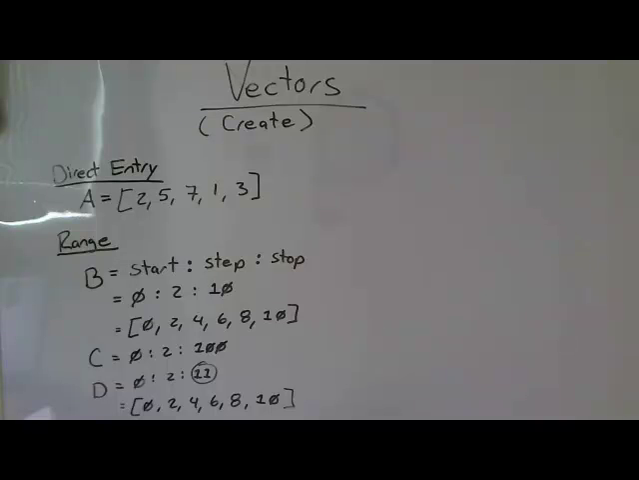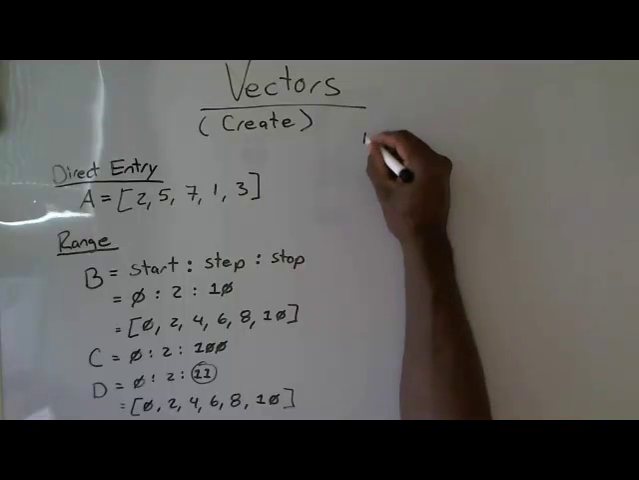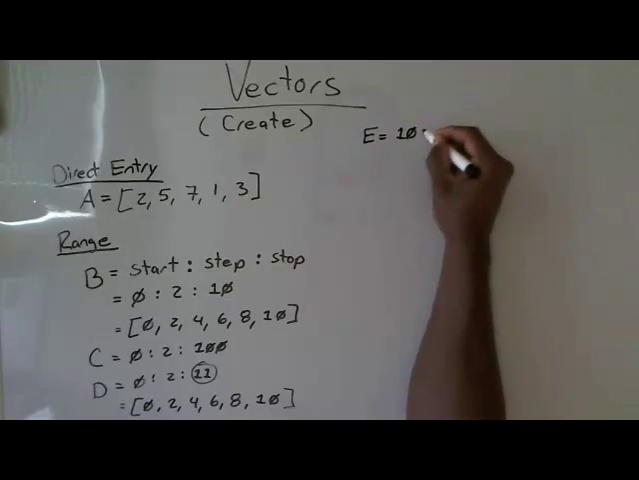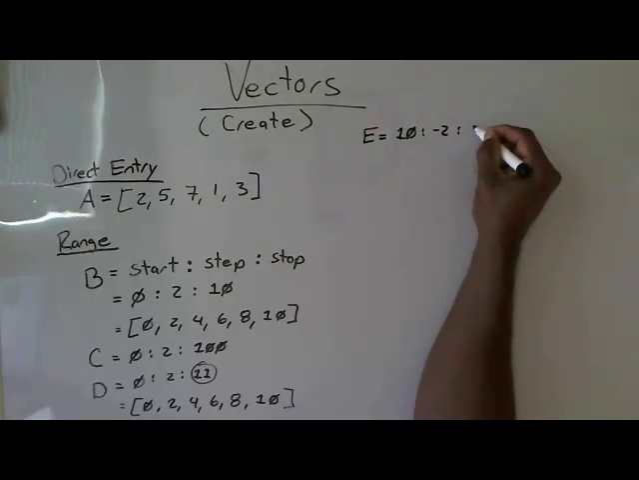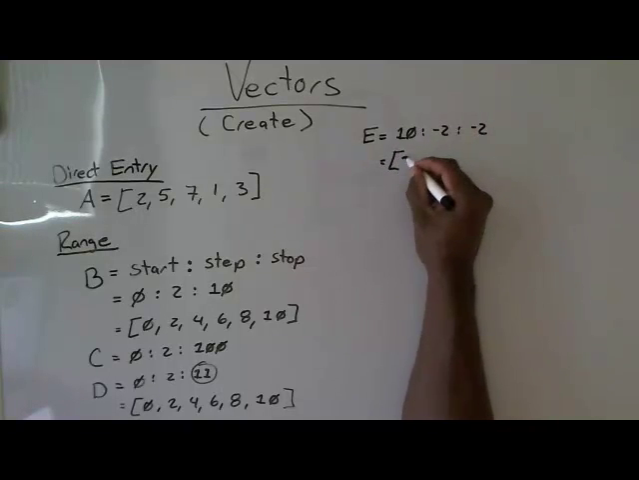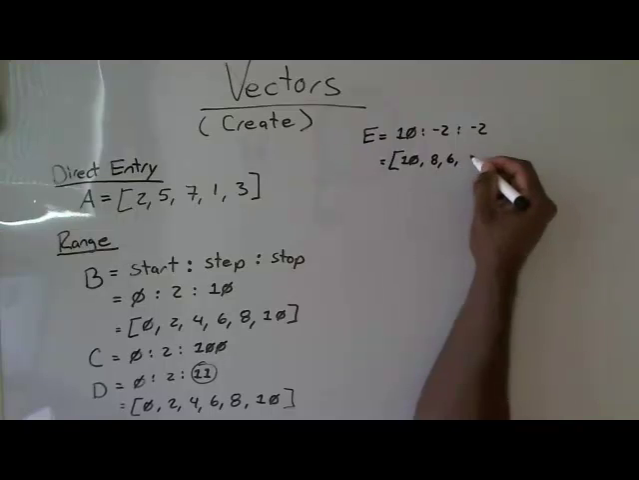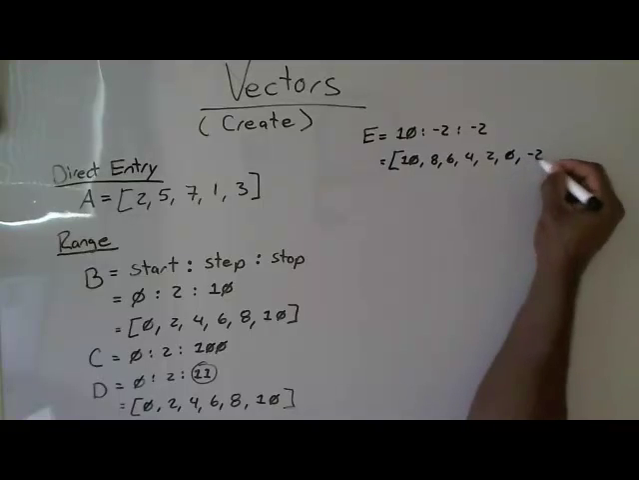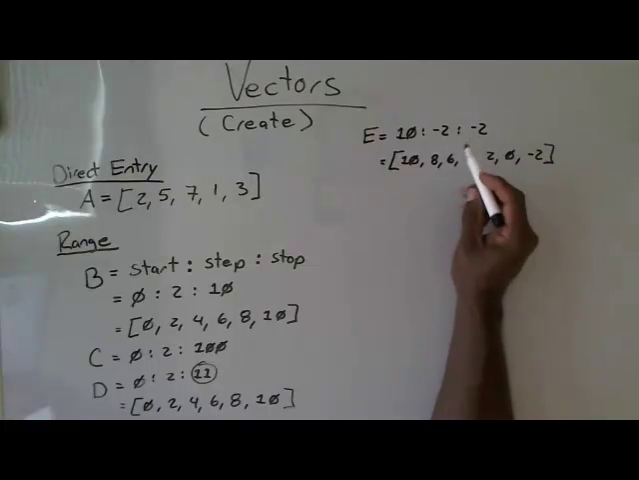You can do a lot of different things with it. Let's go over here. Another example would be, let's say, vector E equals start at 10, step negative 2, and end at negative 2. So this one would be equivalent to 10, 8, 6, 4, 2, 0, -2. And so you can do a lot of interesting things here.